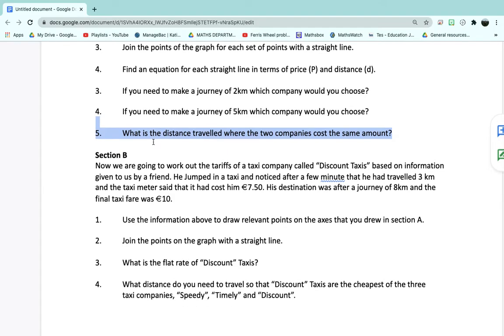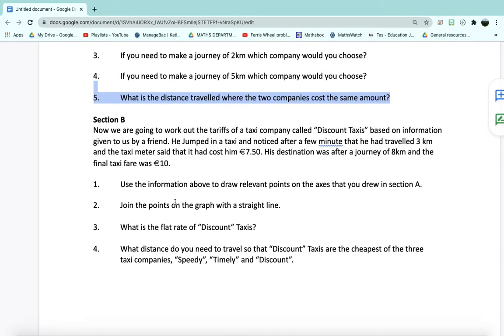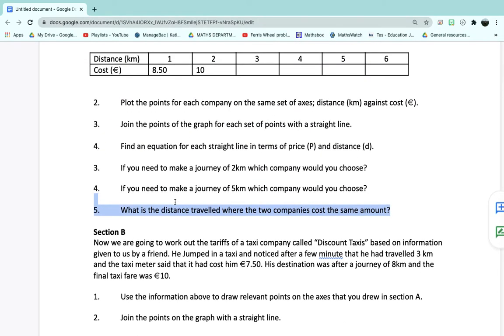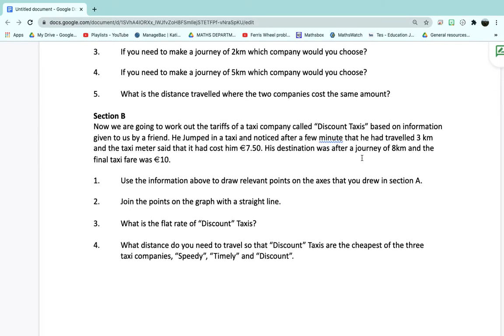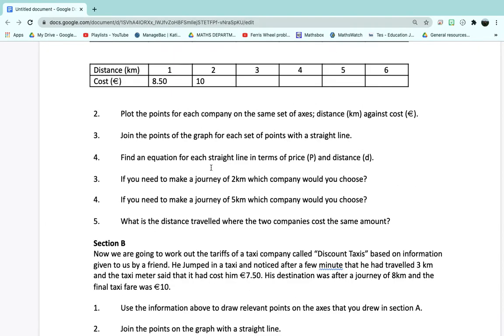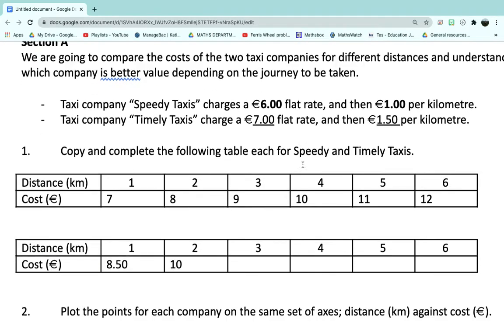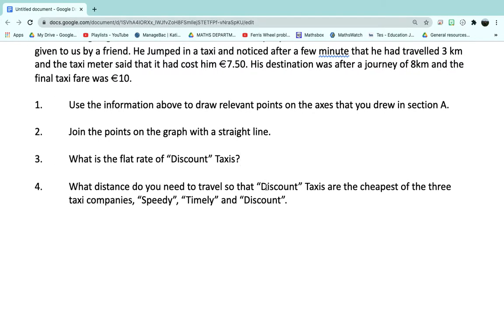You need to do the same this time, but for another 2 taxi companies; you need to repeat the process for section A by doing exactly steps 1 to 4, but they give you a little less information and you have to create the table for this section. The flat rate, we discussed, is going to be the cost when you get in the car. And what distances do you need to travel so that Discount Taxis are the cheapest of the 3 taxi companies?